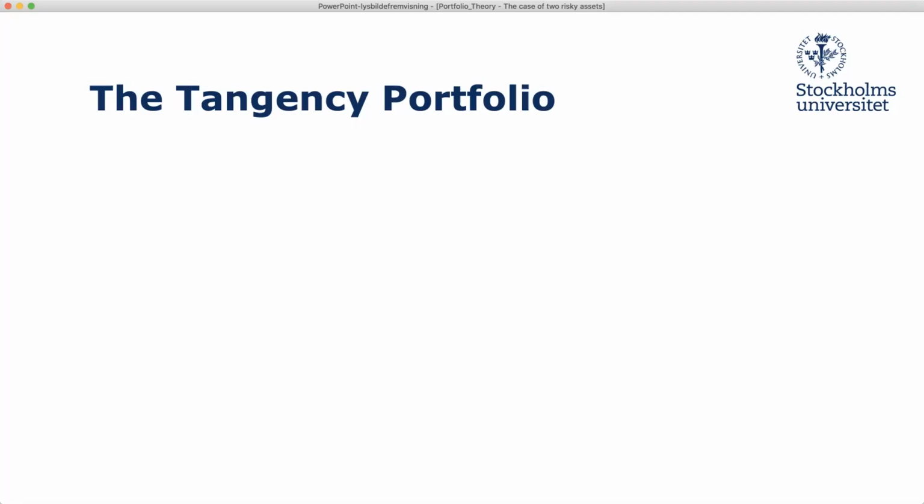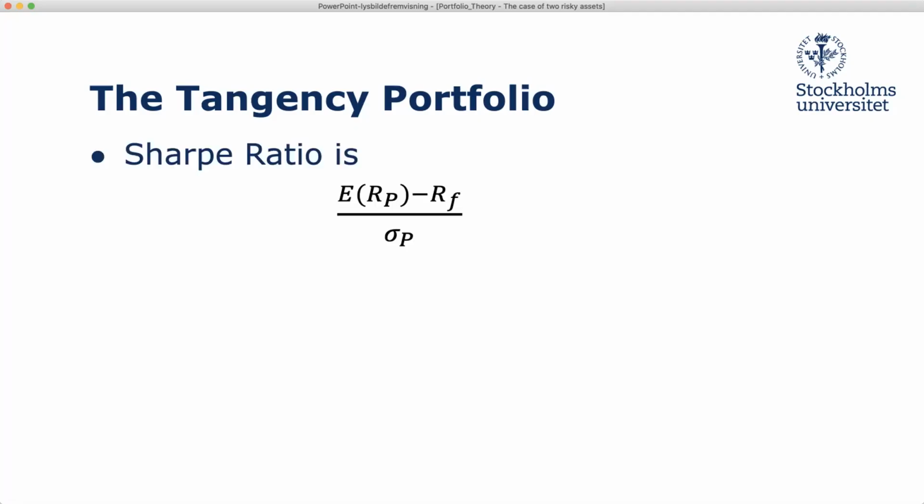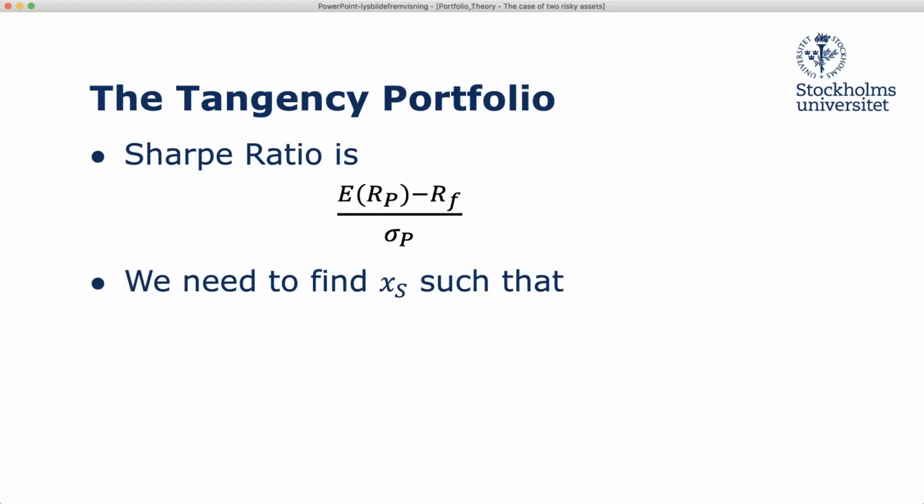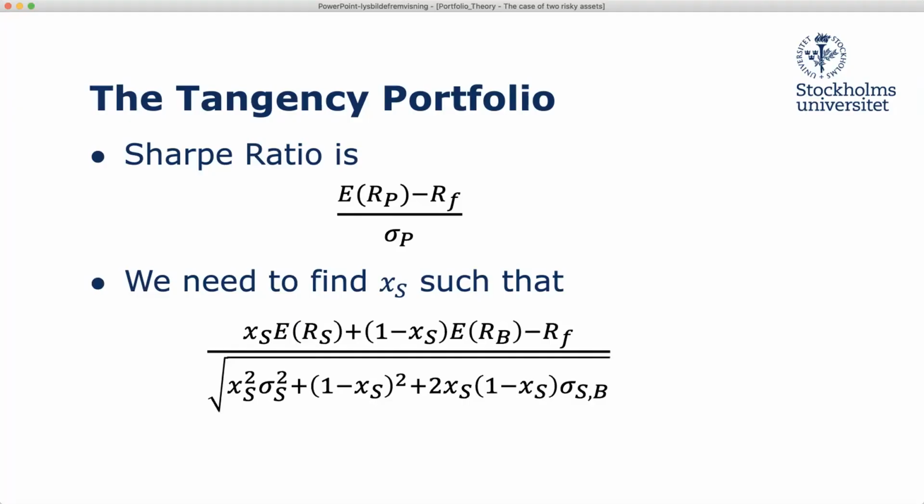Well, recall that the Sharpe ratio of any portfolio P is equal to the ratio of its expected return minus the risk-free rate divided by the standard deviation of its return. Hence, we need to find the portfolio of spin and bang for which the Sharpe ratio is maximum. That is, we need to find the weight on spin, xs, for which this ratio is the largest. Once again, your high school mathematics will tell you that you need to find the first derivative of this expression with respect to xs, set it equal to 0, and solve for xs.